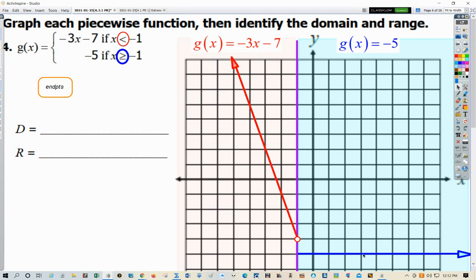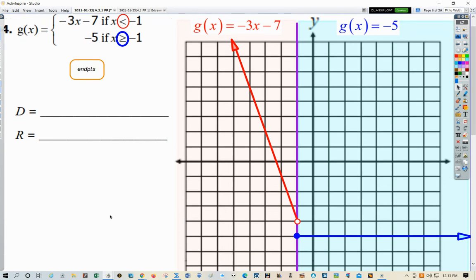Or the blue endpoint? The endpoint for the blue piece does include -1. So what do you think, Ethan? Open or closed endpoint for the blue piece? Closed. So there it is. That's our picture. Okay. Does that make sense to everybody?